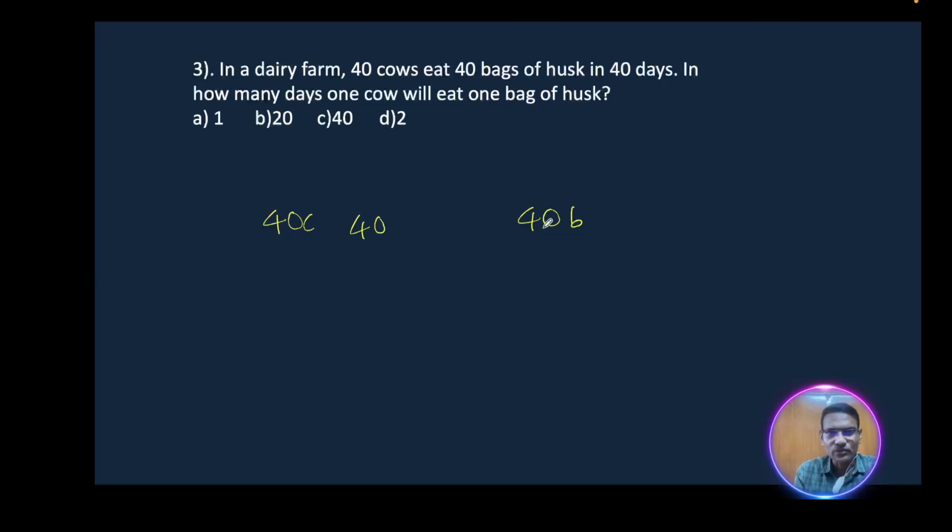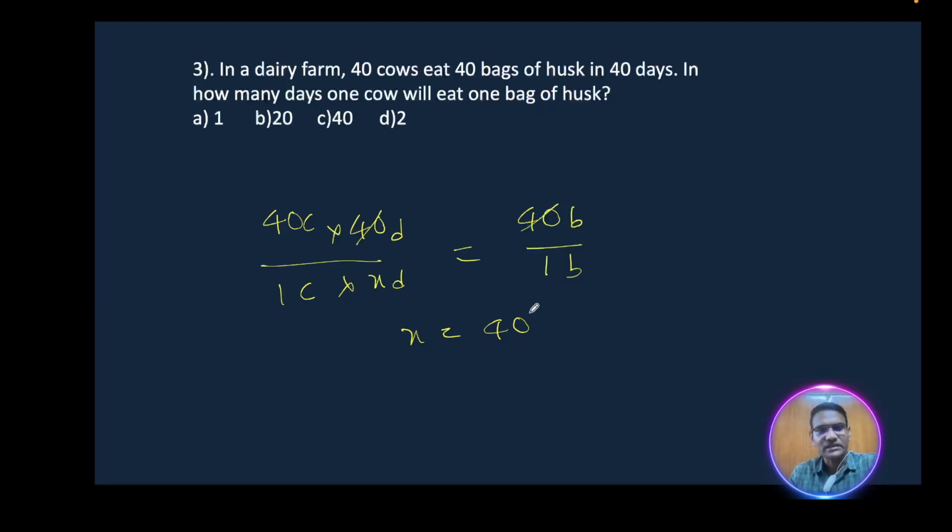I told you, work you consider on the right side, all the remaining on the left side. So in how many days, some x days, can one cow eat one bag of husk? Follow the same: just write it and take it into a direct proportionality condition. Now x will be 40. So 40 is the correct answer.